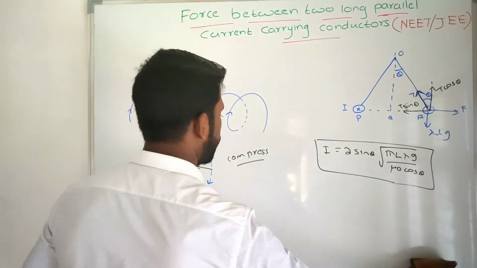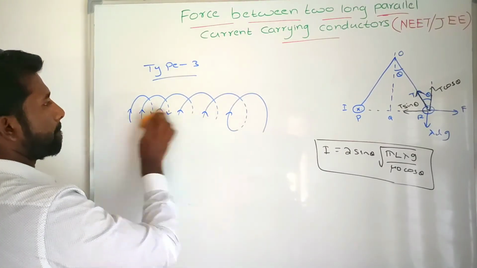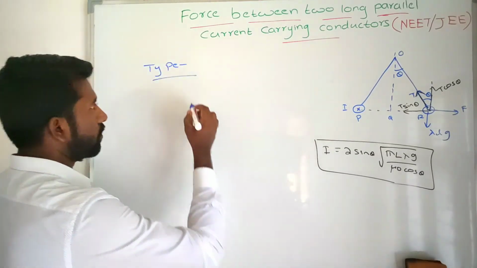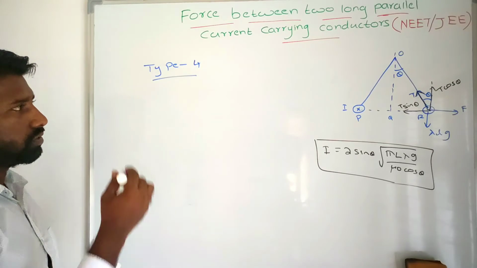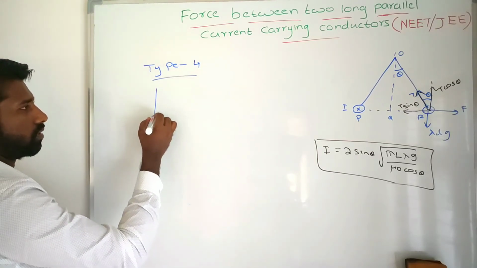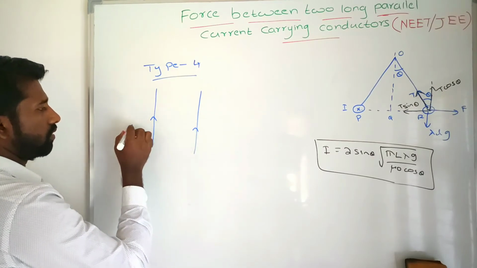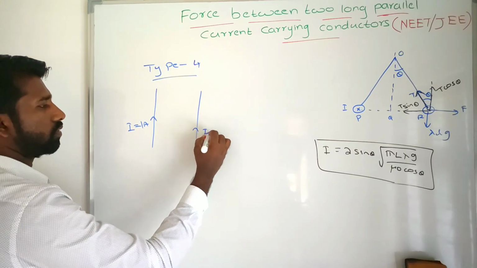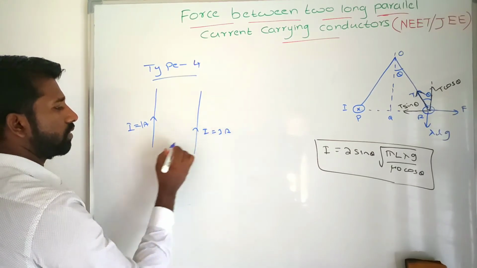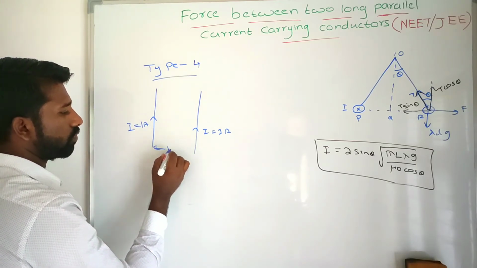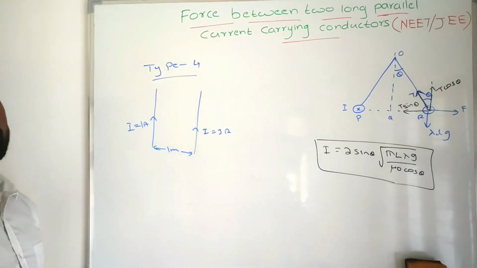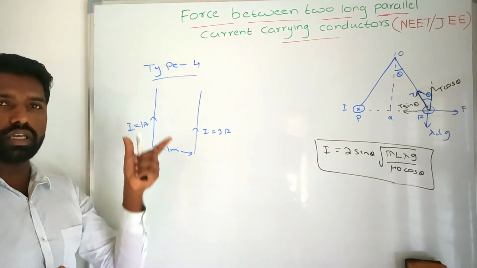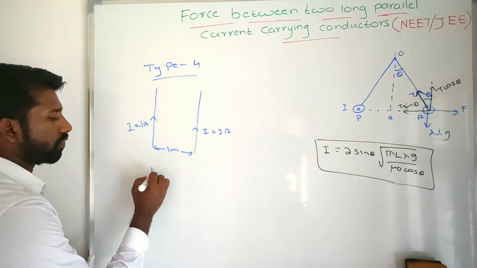Now we will see type 4. Okay, so two current carrying conductors, like this. The current through each one is 1 ampere. Current through this also 1 ampere. And the distance between them is 1 meter. What is the force of attraction between them? The currents are in the same direction. Then what is the force of attraction between them?